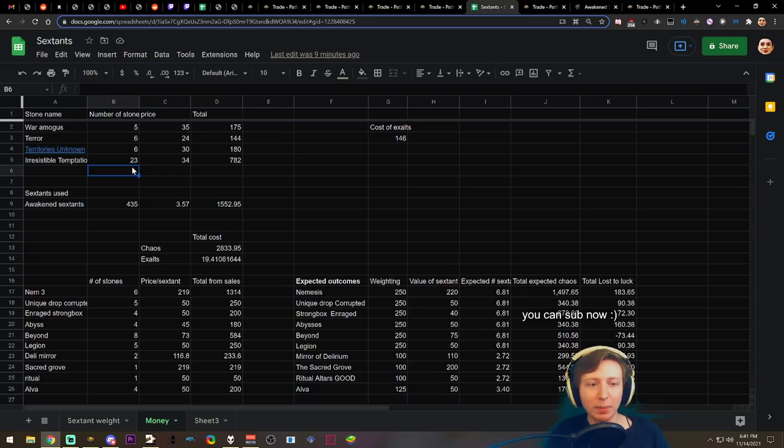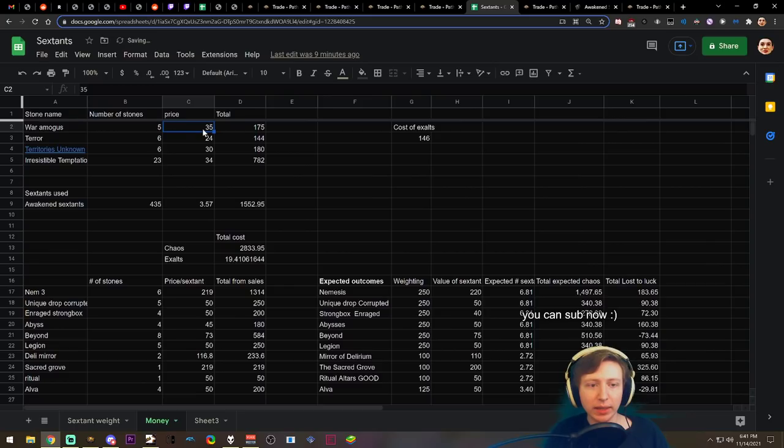So the total number of stones is right here. Now, the price I have here as well. I paid 35 for War Among Us, 24, 30, 34. And then this is the total price. In total, I got 435 Awakened Sextants as well. I paid 3.57, so it came out to about 1,500 chaos. And so the total cost of everything here was 2,800 chaos.